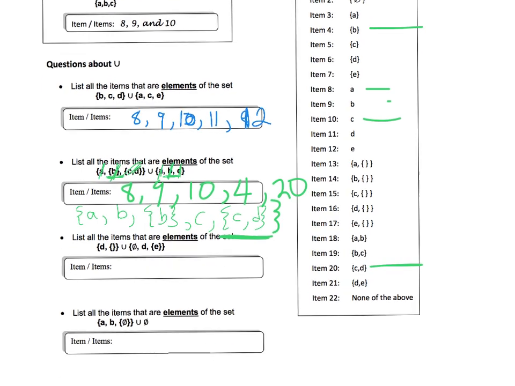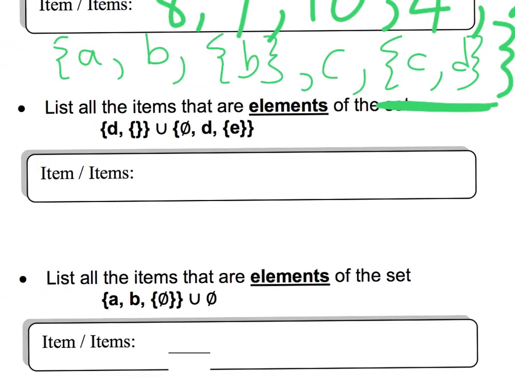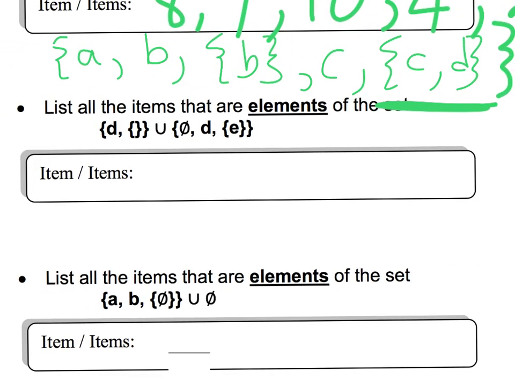Okay, so let's do the next one. Actually, no, we know it's list all the items that are elements of this set. So we've got two things unioned with each other. So let's write down what the set is that these two things unioned equals, and then we will look up the items on the sheet.